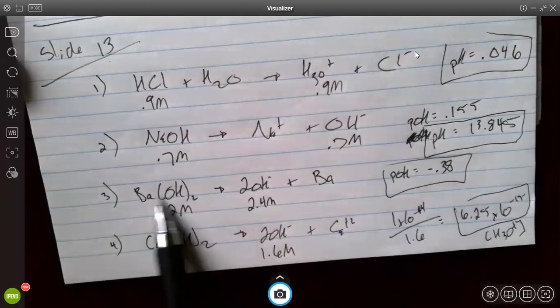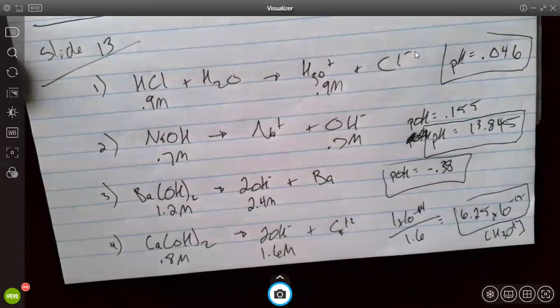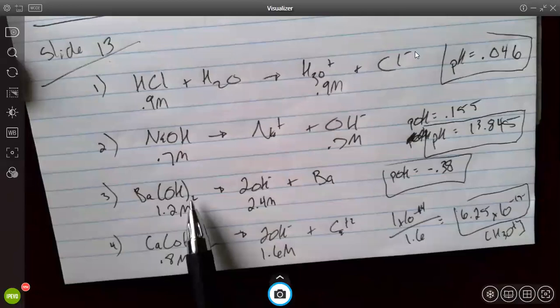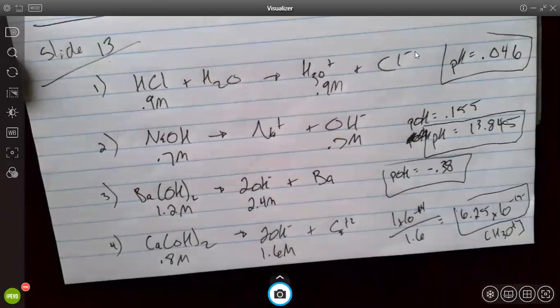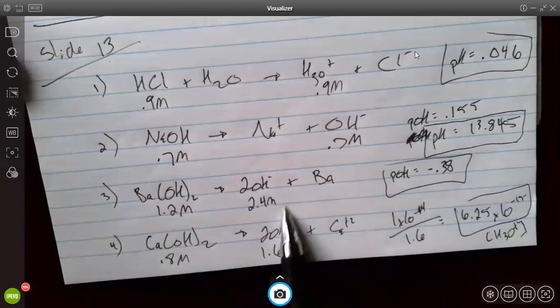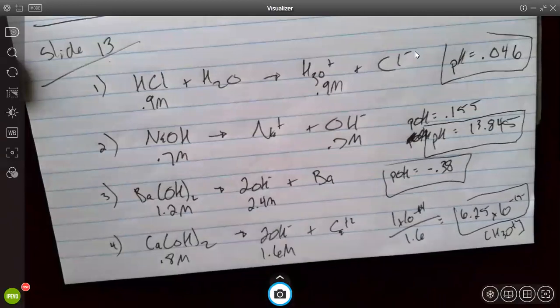Question 3 asked for the pOH of a barium hydroxide solution with a concentration of 1.2 molar. This time when I write out my dissociation reaction, I do need to balance it. I now have a 1:2 ratio of base to hydroxide ion, which gives me 2.4 molar as my concentration of hydroxide ion. I plug that into my pOH formula. So pOH is the negative log of the concentration of hydroxide ion, and I get a pOH of negative 0.38.